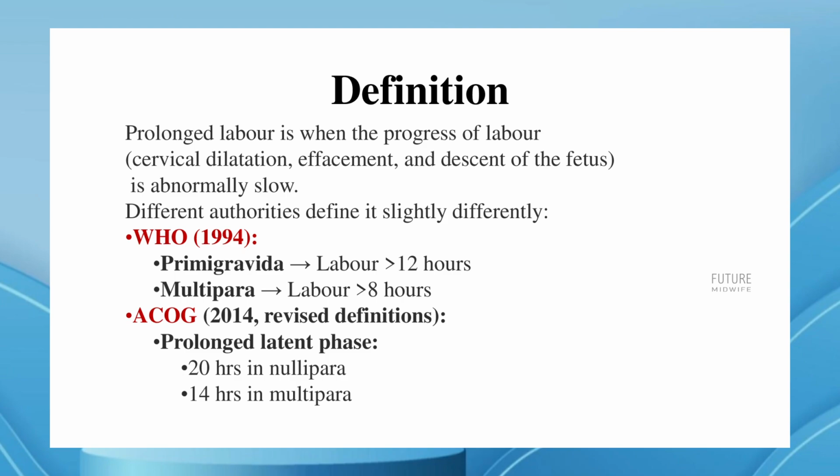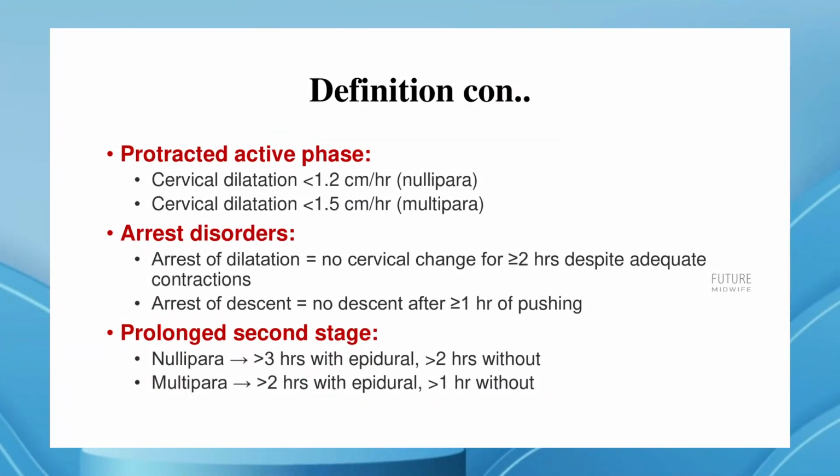According to the American College of Obstetricians and Gynecologists, a prolonged latent phase is more than 20 hours in nullipara and 14 hours in multipara. On the basis of protracted active phase, the cervical dilatation is less than 1.2 cm per hour in nullipara, and less than 1.5 cm per hour in case of multipara.